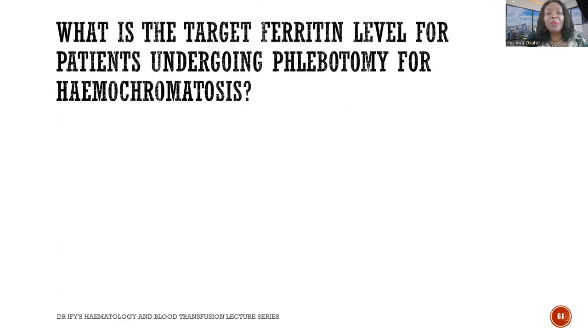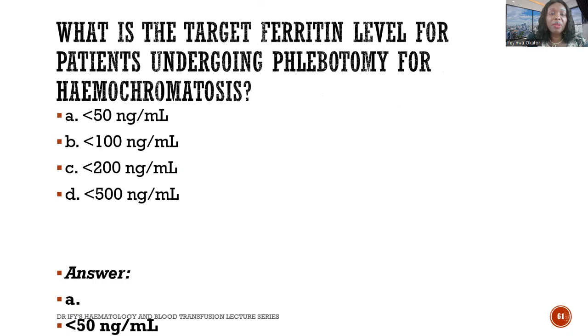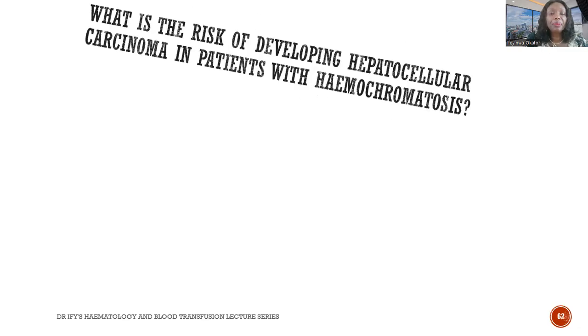What is the target ferritin level for patients undergoing phlebotomy for hemochromatosis? Ferritin level less than 50 nanogram, less than 100, 200, and 500. Answer A, the target should be ferritin level less than 50 nanogram per ml.